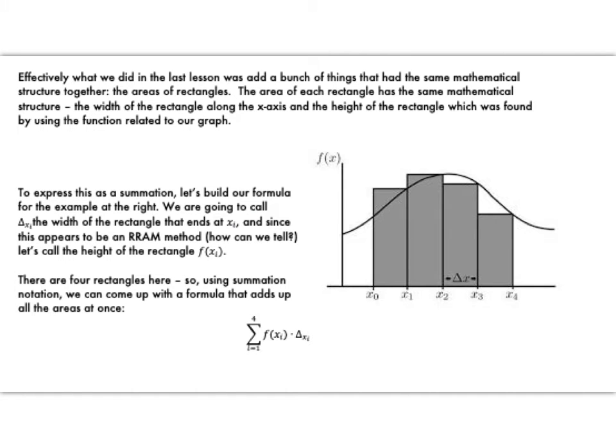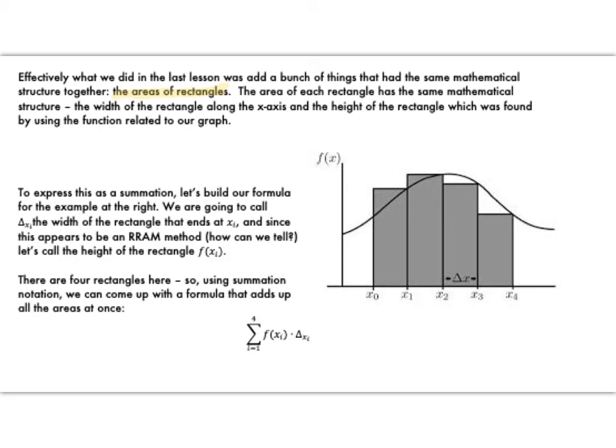Okay, I want you to think about what we did in the previous lesson. Effectively, we took a whole bunch of things that had the same mathematical structure and added them together. Those things were very simply the areas of rectangles. So we're going to transition from this idea of adding a bunch of rectangles together into sigma notation. Let's see if we can build it here for just a moment.